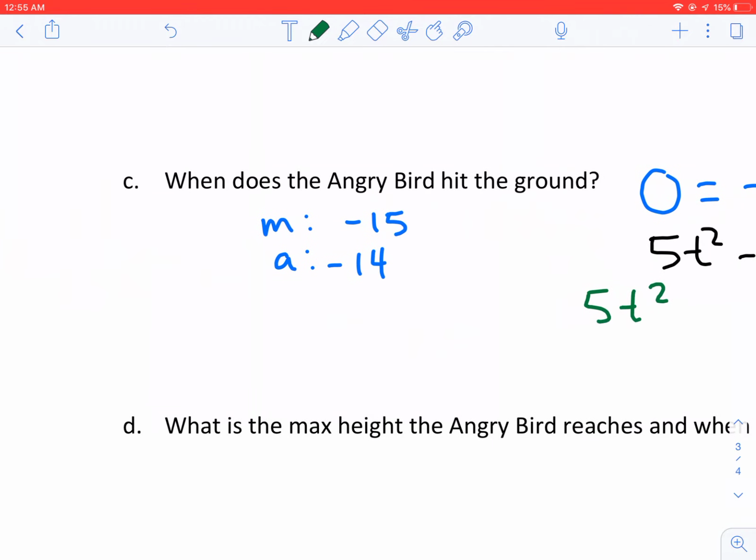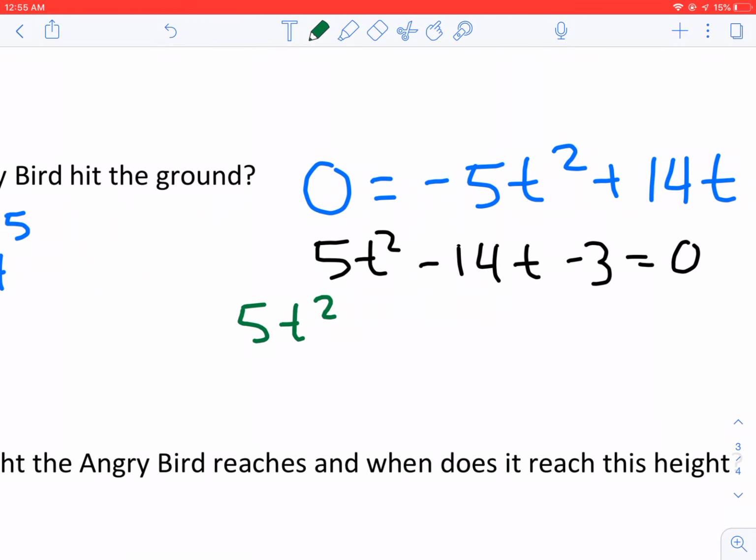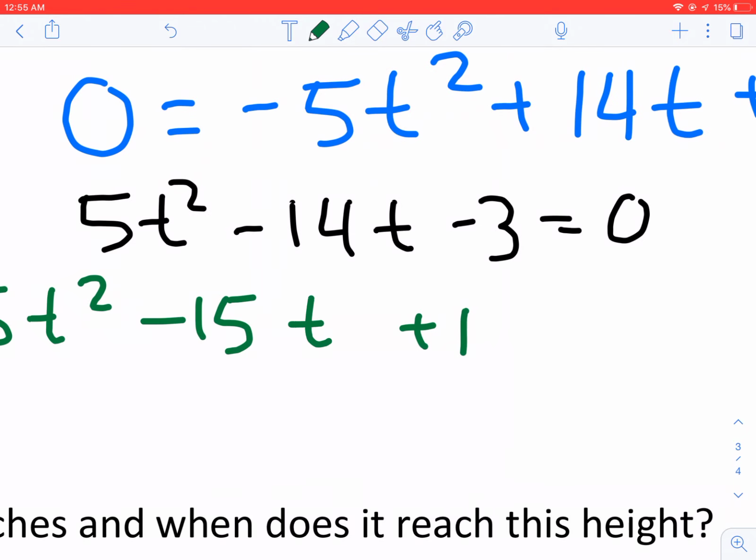So what multiplies to negative 15 and adds to negative 14? That's going to be negative 15 and positive 1. Right? It's negative 14t, so it's negative 15t plus positive 1t, minus 3, equal to 0.